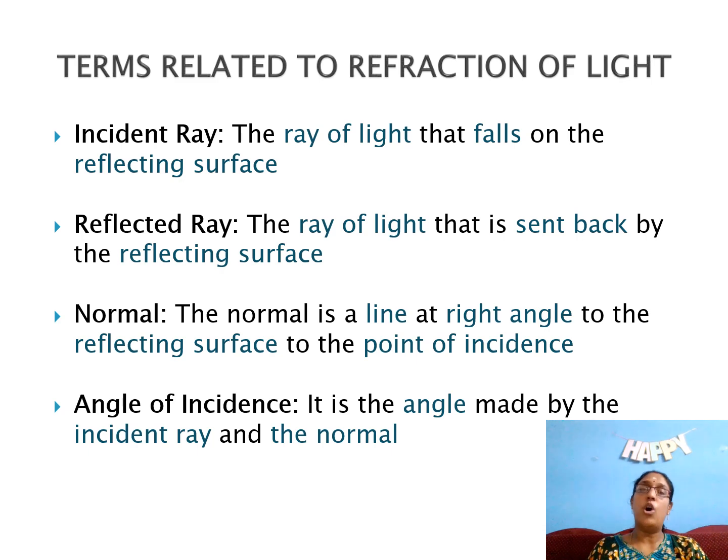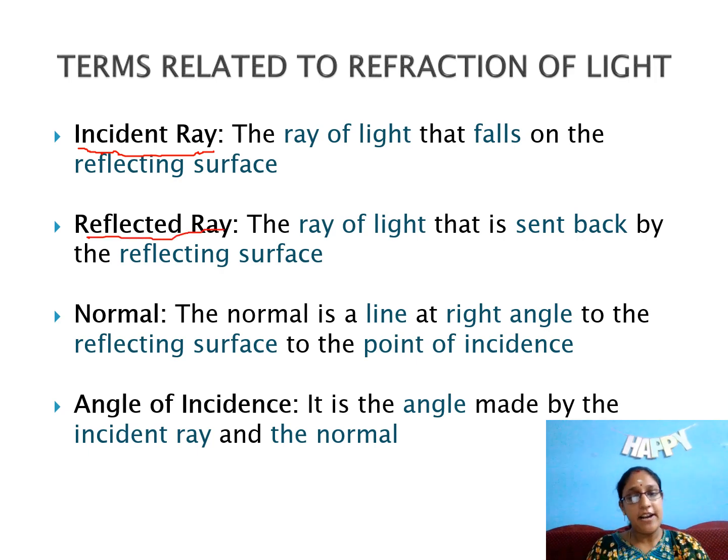So we saw what reflection is and what refraction is. Now there are technical terms in refraction, and we should know these terms. First is your incident ray. What is an incident ray actually? The ray of light that falls on the reflecting surface. The incident light is what initially goes to the reflecting surface. So that is your incident ray.